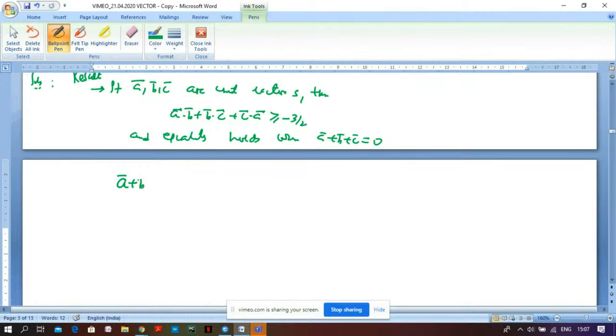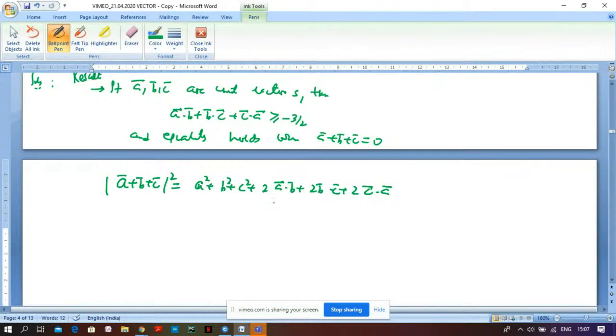I'll form mod of A plus B plus C whole square, which we discussed. It was A square plus B square plus C square plus twice A dot B plus twice B dot C plus twice C dot A. Just like with real or complex numbers, where x plus y plus z whole square is x square plus y square plus z square plus 2xy plus 2yz plus 2zx. Now we are just replacing AB by A dot B, BC by B dot C. So one dot comes everywhere, and this A square is to be interpreted as modulus A whole square.